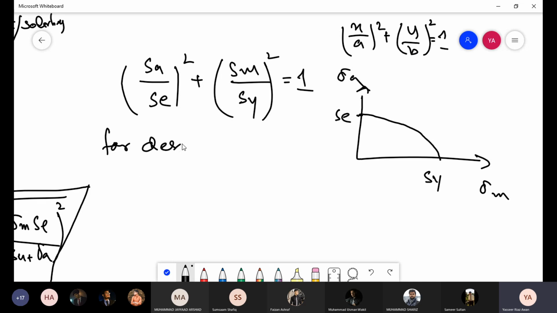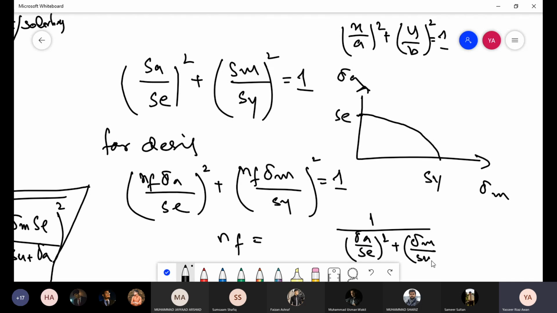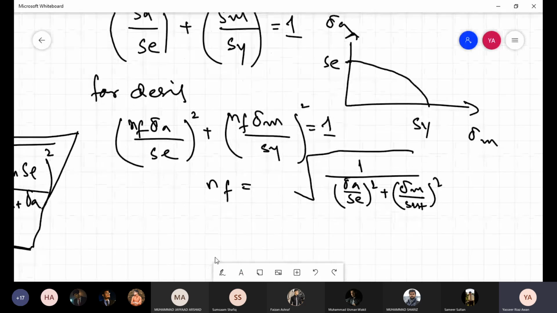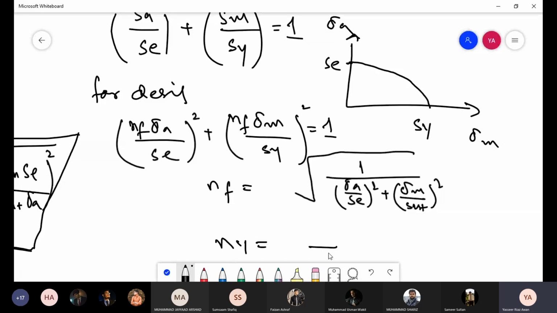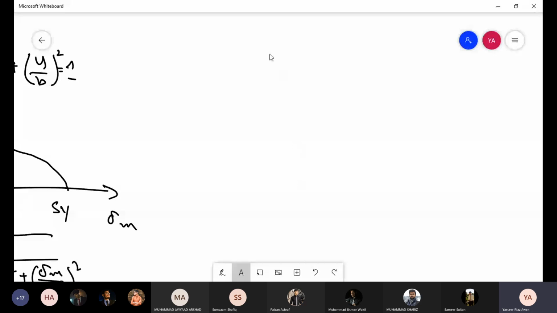And for design, we obviously replace this with sigma A and this with sigma M. So that gives you the fatigue safety factor of 1 over the square root of sigma A over SE squared plus sigma M over SY squared. And again, use it with the yield check.